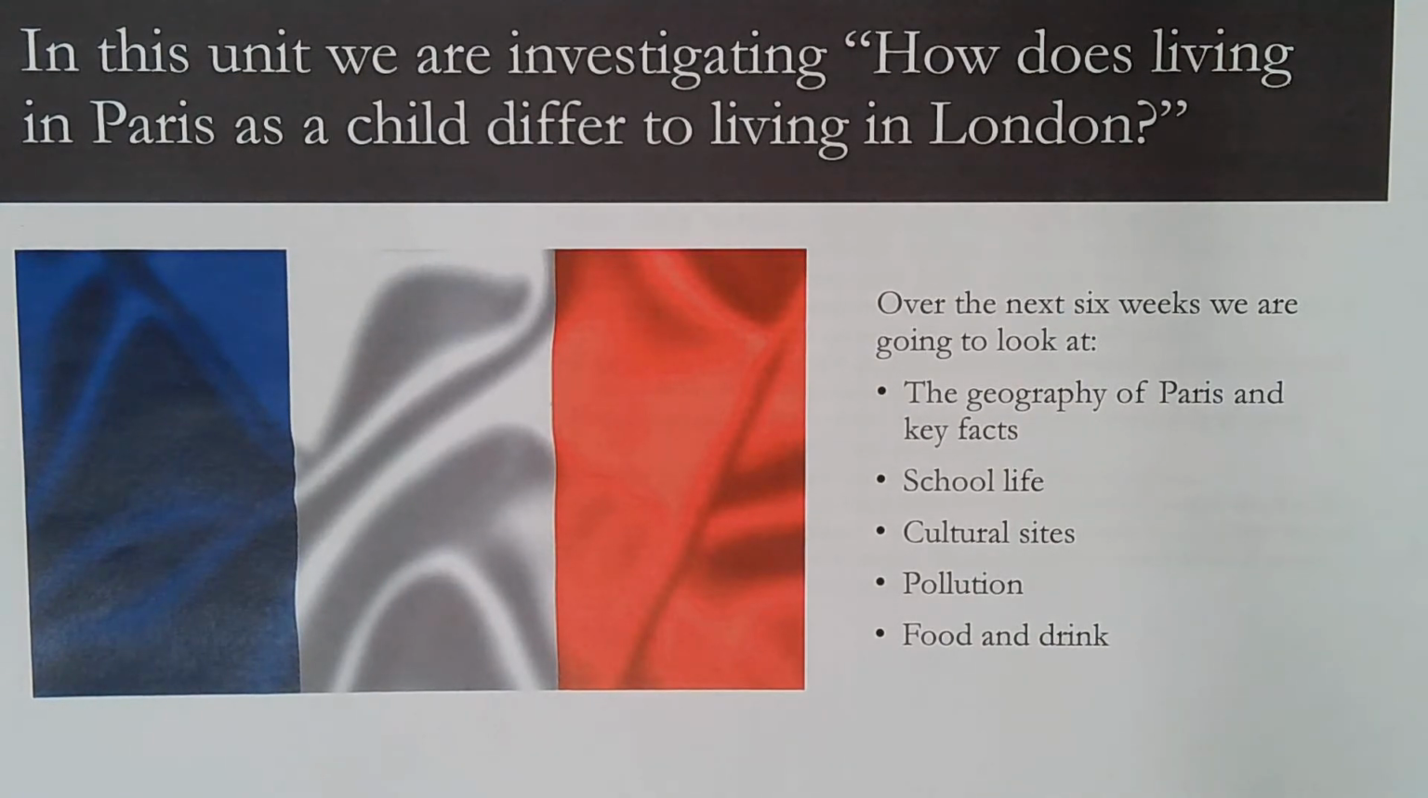Okay, like I said, we are investigating how does living in Paris as a child differ to living in London. And over the next 5 to 6 weeks, we're going to be looking at the geography of Paris and its key facts. So physical and human geography, that's what we're looking at today. We're going to look at school life in Paris and how it compares to school here. We're going to look at cultural sites, so places where tourists go and places of culture. We're going to look at pollution and how pollution affects both cities. And then we're going to look at food and drink and how it is different in England and London to food and drink within Paris and the rest of France.